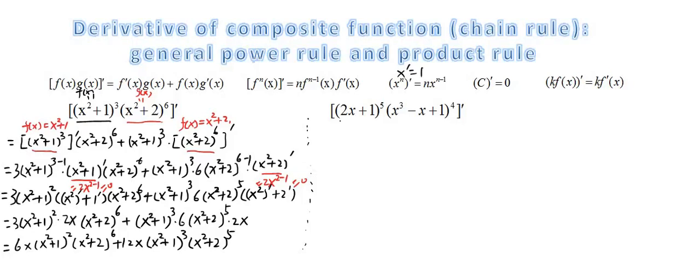For the second example, we have two functions multiplied together. So that means we can apply the product rule. For the product rule, we need to identify what is f(x) and what is g(x). So f(x) is (2x + 1)^5. That is f(x). And for g(x), that is (x^3 - x + 1)^4.